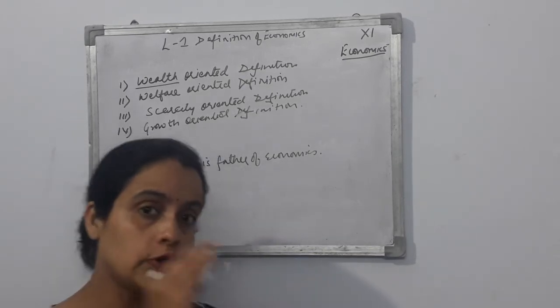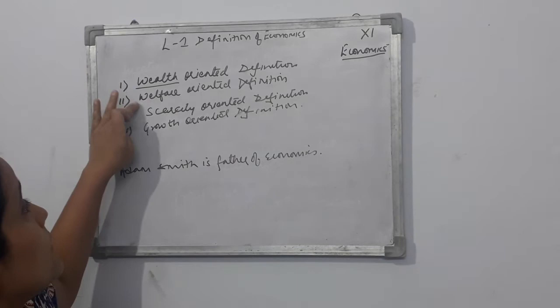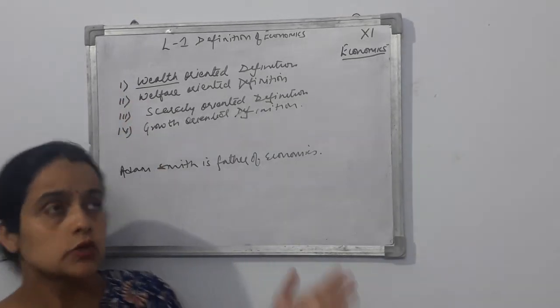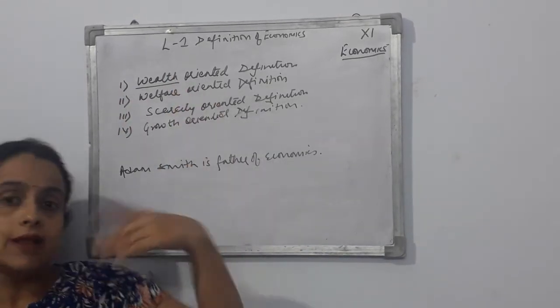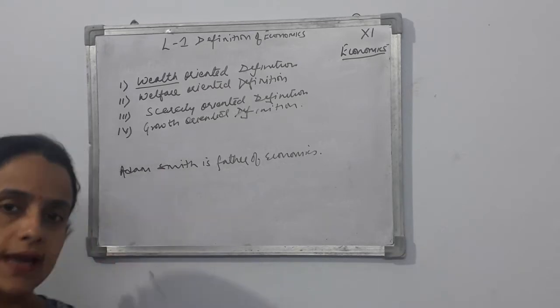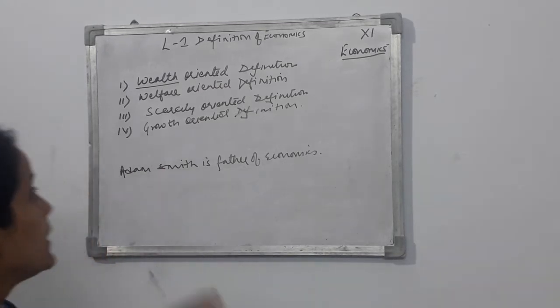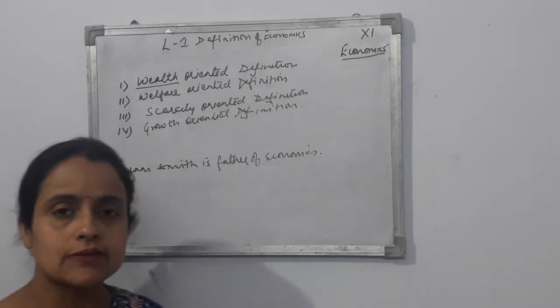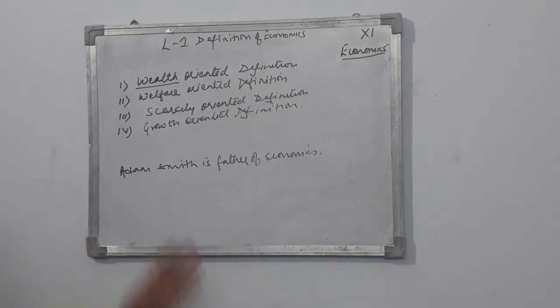Welfare. If we don't use this wealth for the welfare of people, then it is not economics. So when you are using wealth for the welfare of people, this is what is called economics. Again, we are going to read in detail in the book. Then the third definition was given by Samuelson, right?